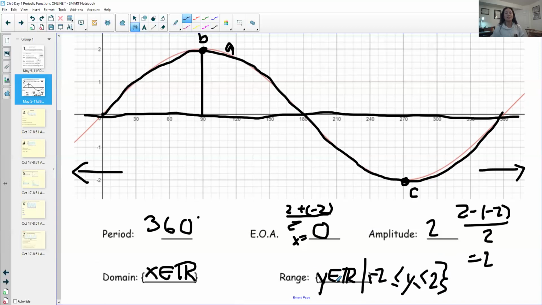Okay, so a reminder going all the way back to chapter 1, how to come up with domain and range. So domain is the left and right numbers, range are the up and down numbers.